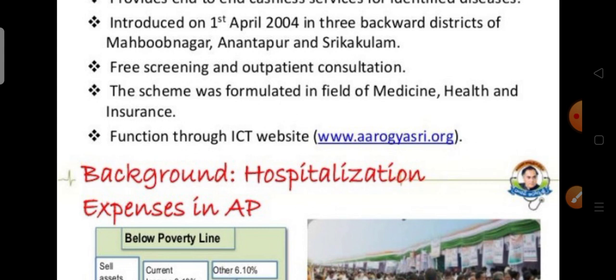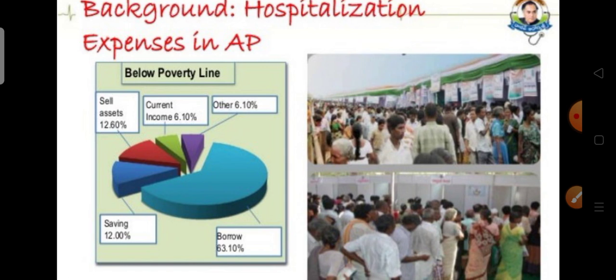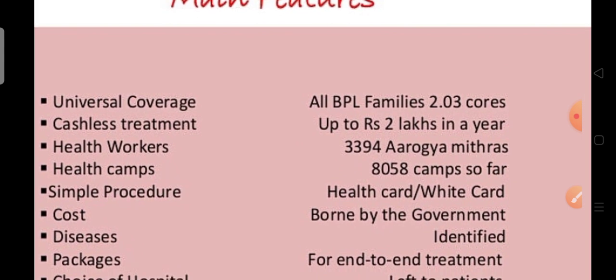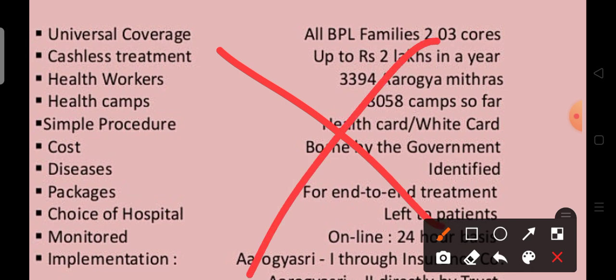Okay, so this is the below poverty line. Okay, cell assess 12 percentage, current income 6 point, other 6.10, saving 12. This is all. Okay, so main features, if you see like this: universal coverage, cashless treatment, health workers, health camps, simple procedure, caste, diseases, packages, choice of hospital. So these are all things, no need to write. This I have given for idea purposes.